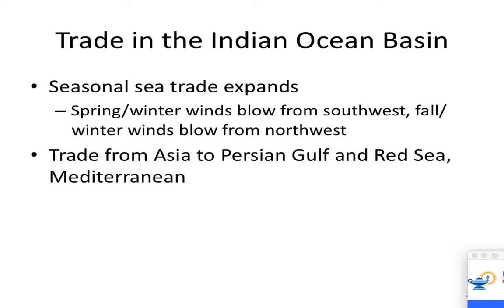Now, the biggest thing that is going to be discovered during period 2 in regards to Indian Ocean Basin is wind direction. Twice a year, the winds change direction. Spring to winter winds blow southwest. Fall winter winds blow from northwest. To you and I, it seems like, who cares about this? It transforms trade. All of a sudden now, India is now trading with Africa. All of a sudden now, Africans are now trading with the Indians because now they understand how the wind pattern works. It's a big deal.